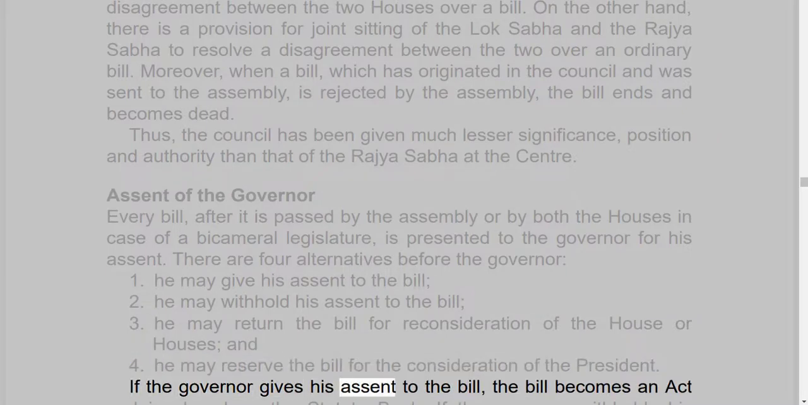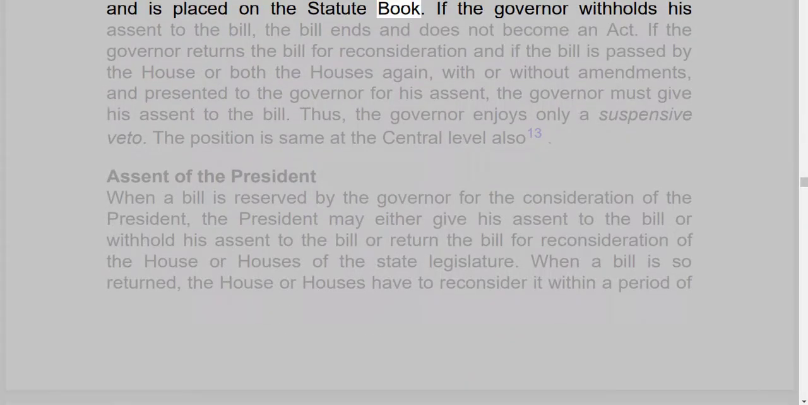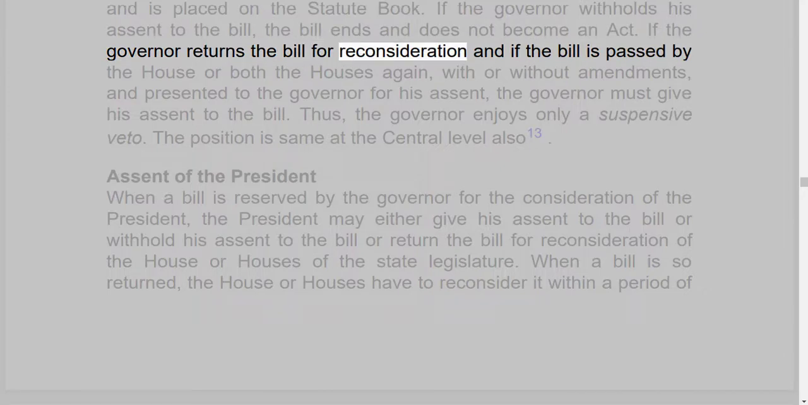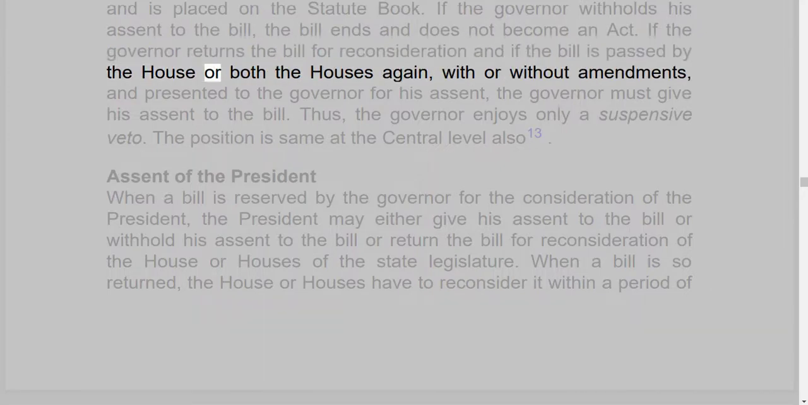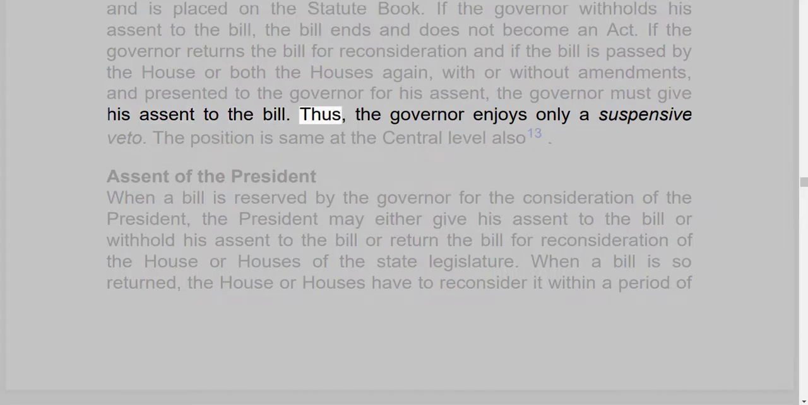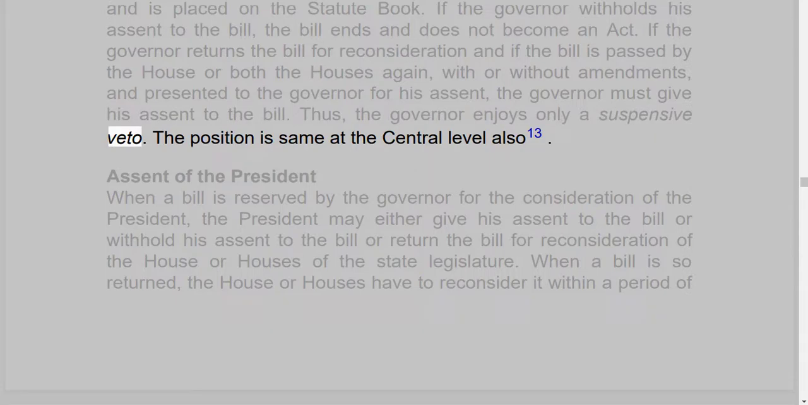If the governor gives his assent, the bill becomes an act and is placed on the statute book. If the governor withholds his assent, the bill ends and does not become an act. If the governor returns the bill for reconsideration, and if the bill is passed by the House or both the Houses again, with or without amendments, and presented to the governor for his assent, the governor must give his assent to the bill. Thus, the governor enjoys only a suspensive veto. The position is same at the central level also.